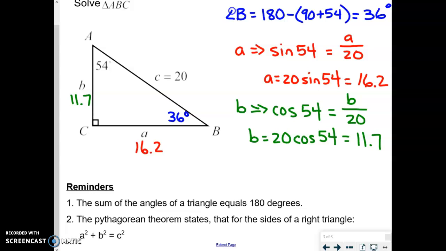So there you have it, ladies and gentlemen. Everything that you need to know for the basic parts of trigonometry. As we go throughout the rest of our unit, we are going to use these trigonometric functions in varying ways to solve for not only right triangles in trigonometry, but general triangles as well.